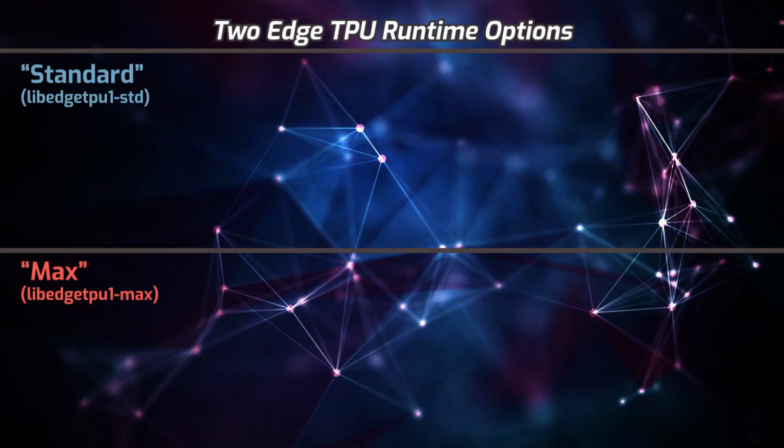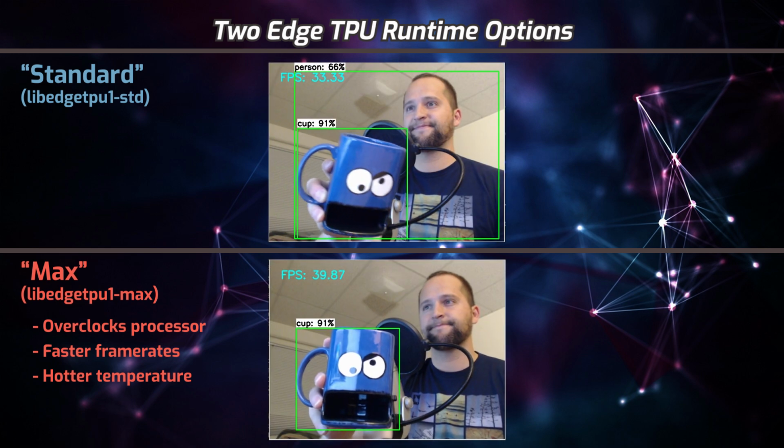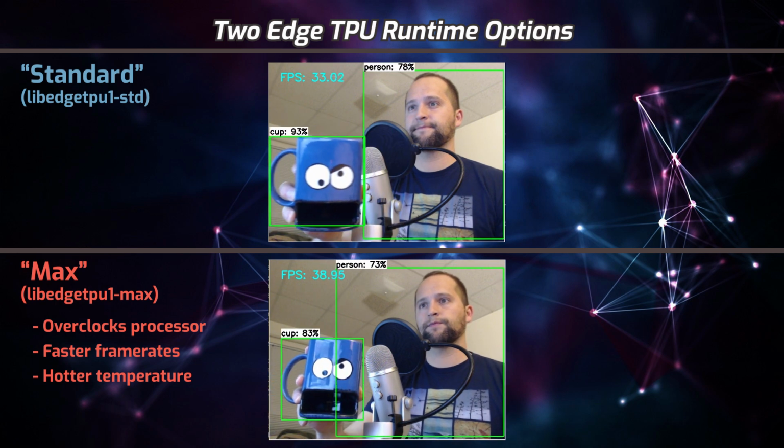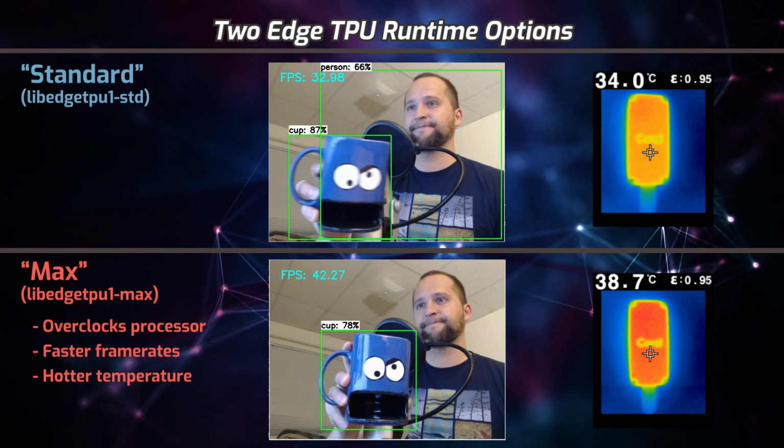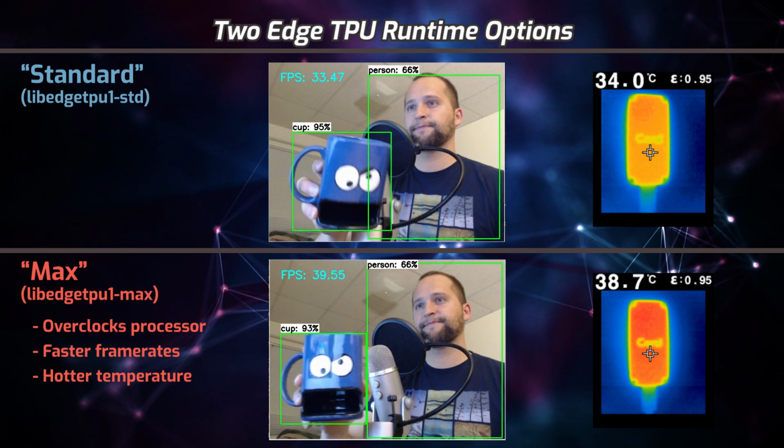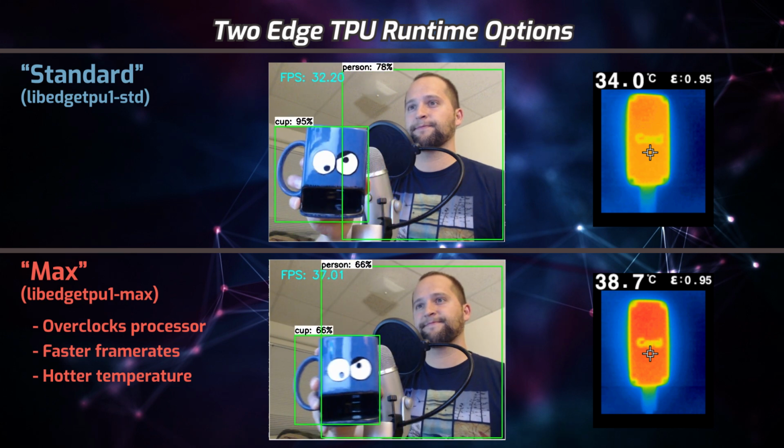Google also offers a runtime which runs the USB accelerator at an overclocked frequency, allowing it to achieve even faster frame rates. However, it also causes the USB accelerator to get hotter. Here's a comparison of frame rates I get when running the standard and max runtime on a 640x480 resolution webcam. I also used a thermal camera to measure the accelerator's temperature for both cases. I get about 32 FPS and 34 degrees Celsius running the standard option, and 37 FPS and 39 degrees C running the max option. The elevated temperature is well within safe limits, but I recommend using the standard option unless you really need the extra frame rate.